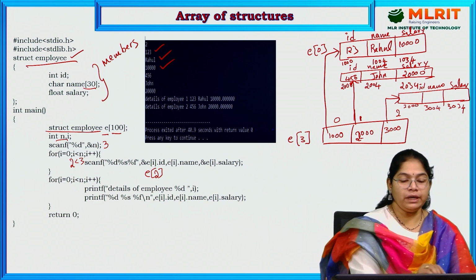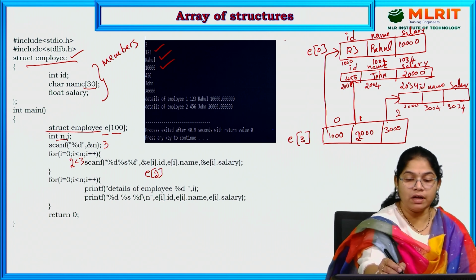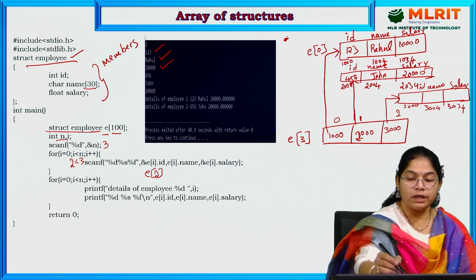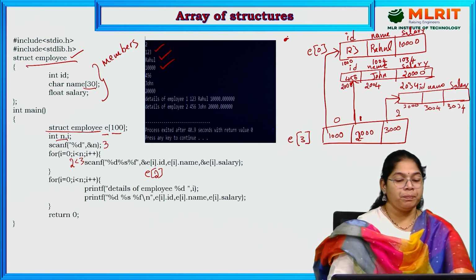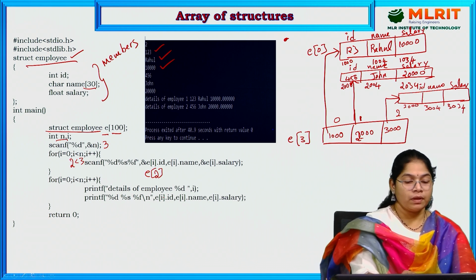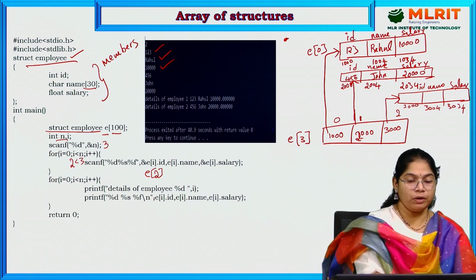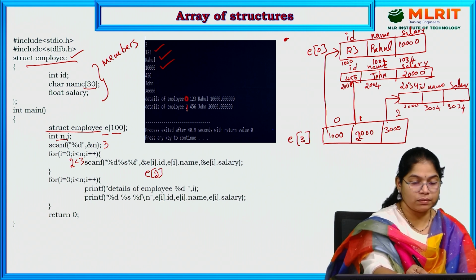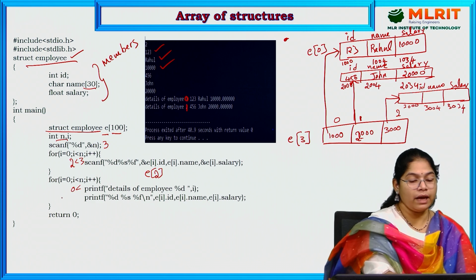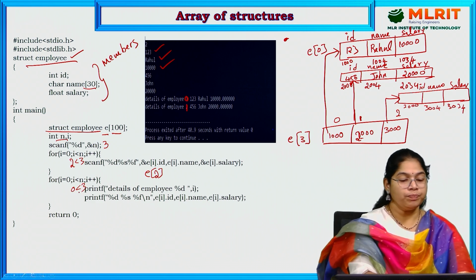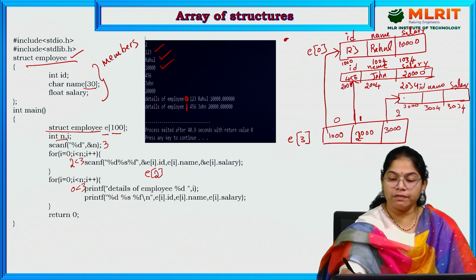Then if I want to print the details, to access the members of the structure, we have an access operator called the dot operator, either to store or to fetch the details of the employee. Then here the details of employee 0, that's 1. Then again for i equal to 0, 0 less than 3, the condition is true. Let us suppose here we have 1 to 1. Then the name is ABC. Then the salary is like this.